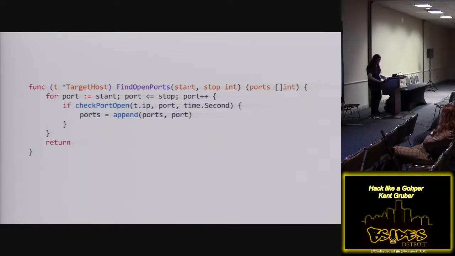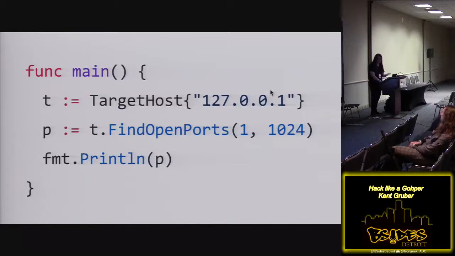Great. Now we're going to find open ports. So this is going to be a wrapper to that other function we just wrote, the check port open function. And then we're basically going to have the port we're going to start at, the port we're going to stop at, and then we're going to return a slice of ports, which are basically the ports that we found that were open.